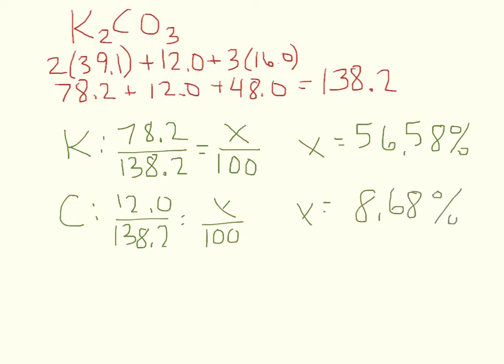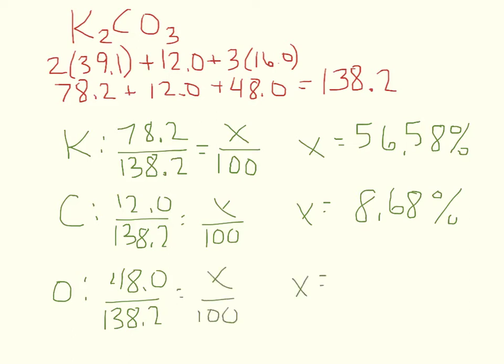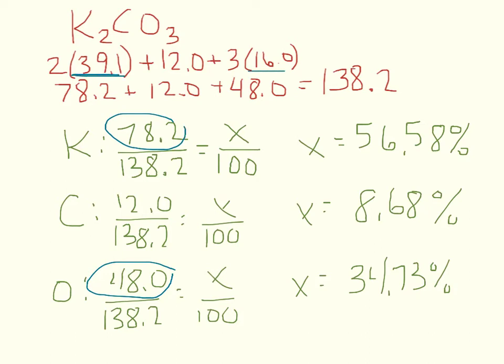For the percent carbon, that is 12.0 divided by 138.2 equals x over 100, and x will equal 8.68%. And for the percent of oxygen, that's 48.0 divided by 138.2 equals x over 100, and x equals 34.73%.